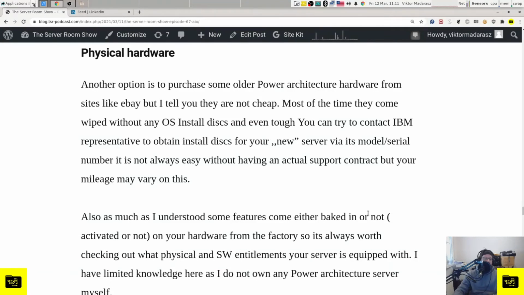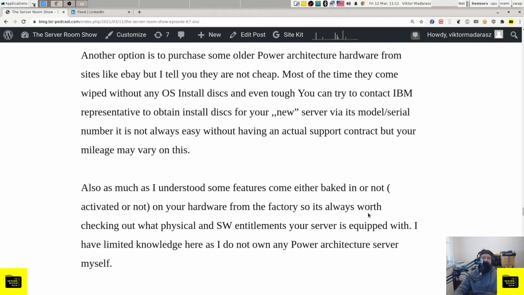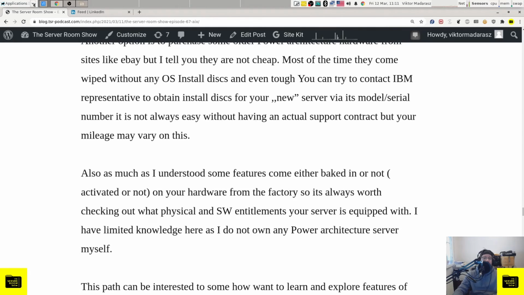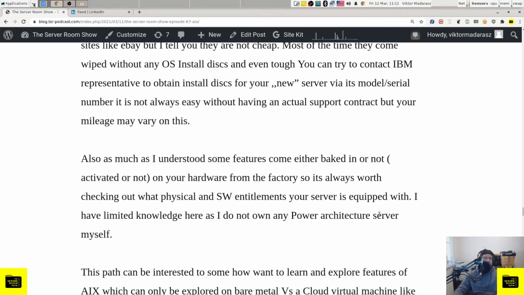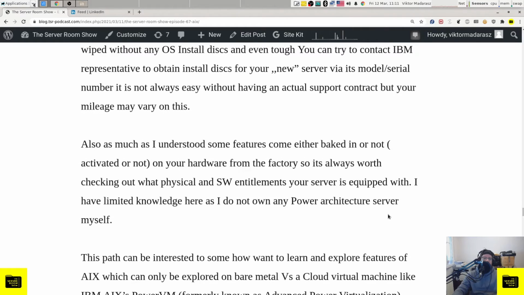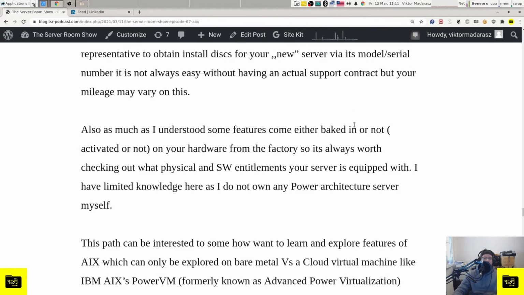Another option is to purchase some physical hardware of some older Power architecture from sites like eBay, but I have to tell you that it's not cheap. Most of the time they come wiped, without any OS installed on the disks, and even though you can try to contact an IBM representative to obtain install disks for your new, so to say, server via its model and serial number, sometimes it takes some convincing to have them provide you with the ISO files your server is actually entitled to.